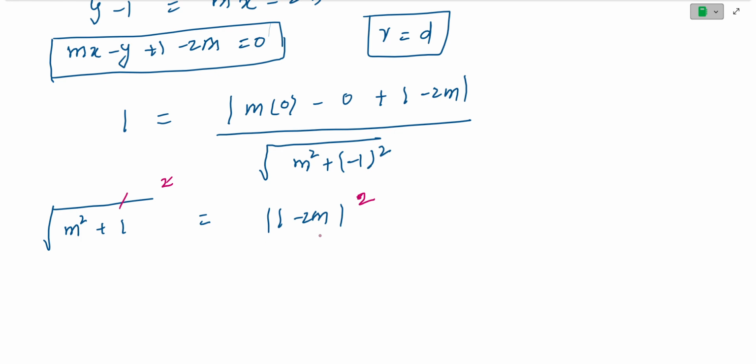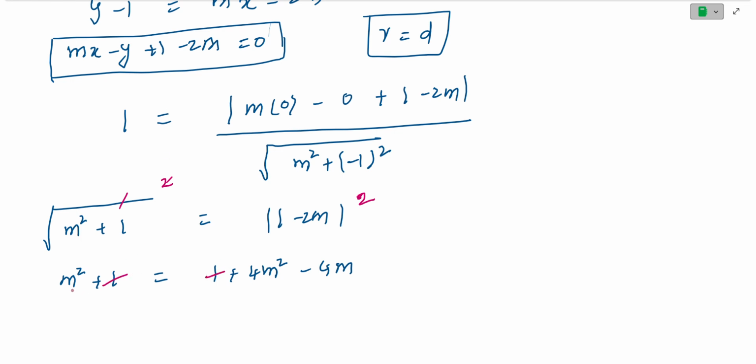So it is in the format of a minus b whole square formula. So I'm going to expand that. So now on the left hand side we have m square plus 1, which is equal to 1 minus 2m whole square. 1 minus 2m whole square value is 1 square, that is 1, minus 2m whole square value is 4m square. So 2 into 2m into 1, so that will be minus 4m on the right hand side. So the 1 and 1 get cancelled.